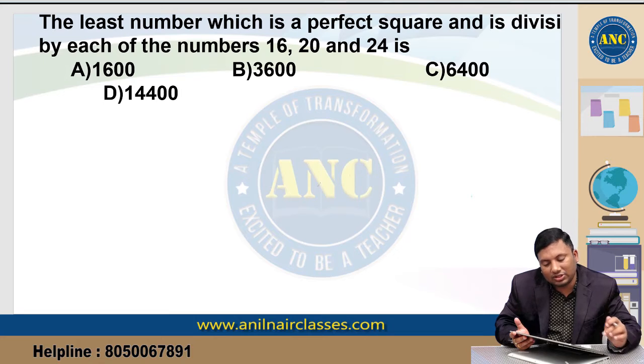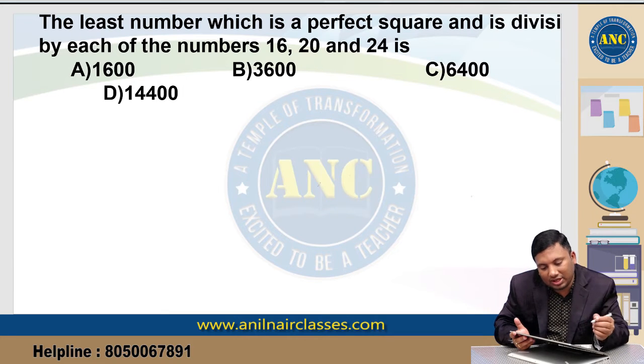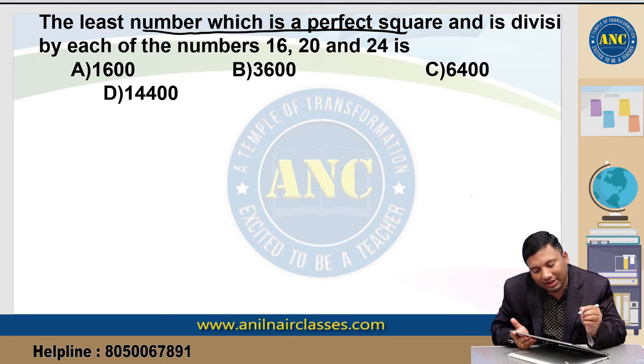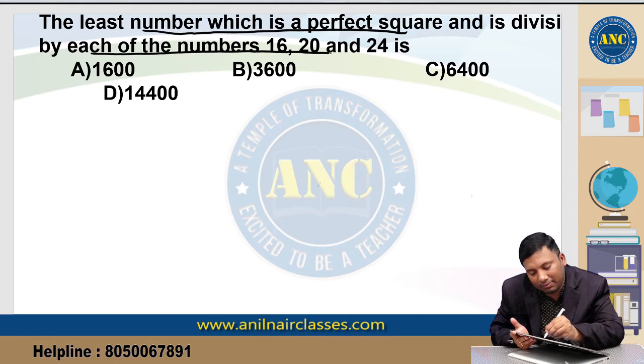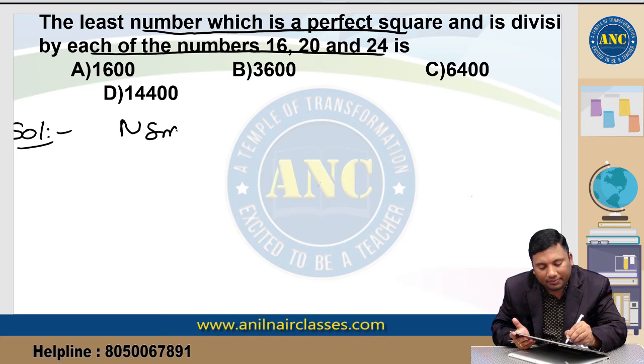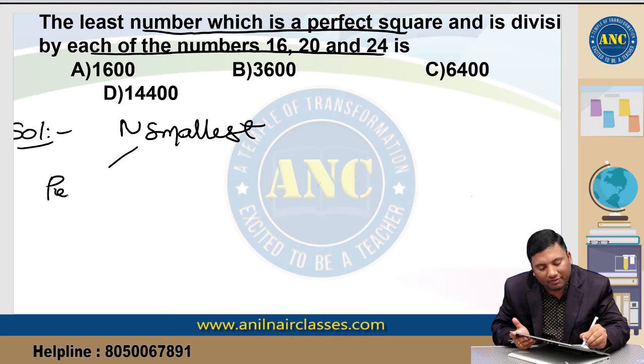Next one: the least number which is a perfect square and is divisible by 16, 20 and 24. Now there are two conditions. N should be smallest. It should be a perfect square.